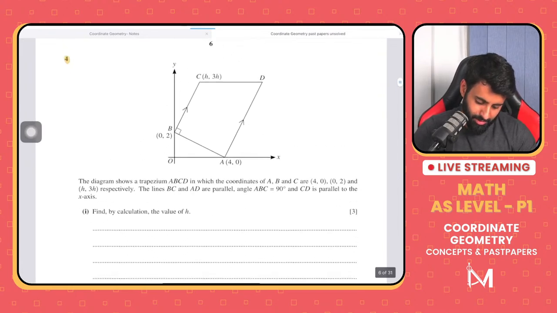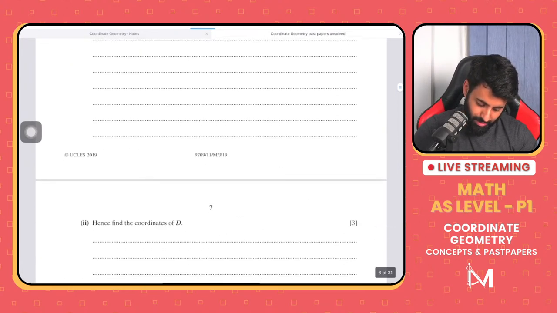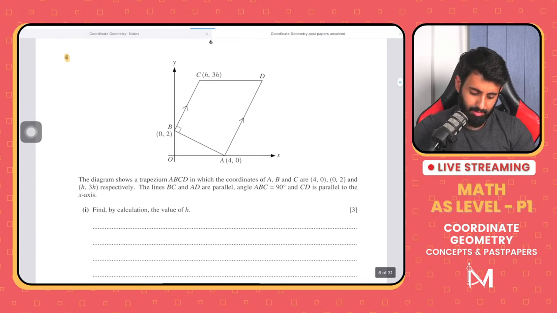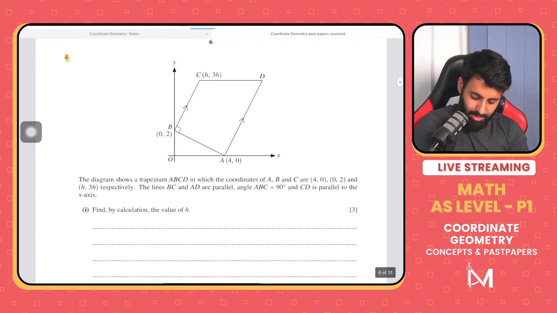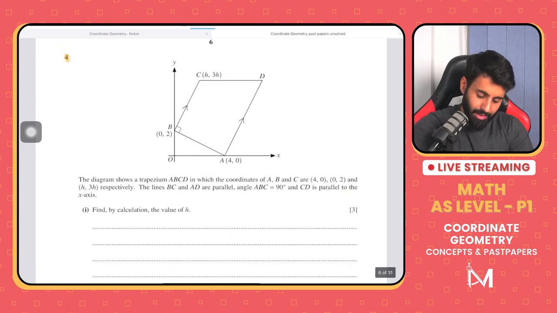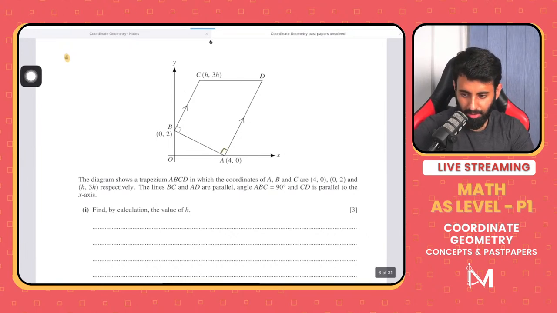Okay, so this is a question from May-June 2019, paper 1, variant 1. Let's see what it says. The diagram shows a trapezium ABCD in which the coordinates of A, B, C are (4, 0), (0, 2), and (h, 3h) respectively. The lines BC and AD are parallel, and angle ABC is equal to 90 degrees. Now, if angle ABC is 90 degrees and the lines are parallel, that means this angle will also be 90 degrees. Not an assumption, we can say that for sure.